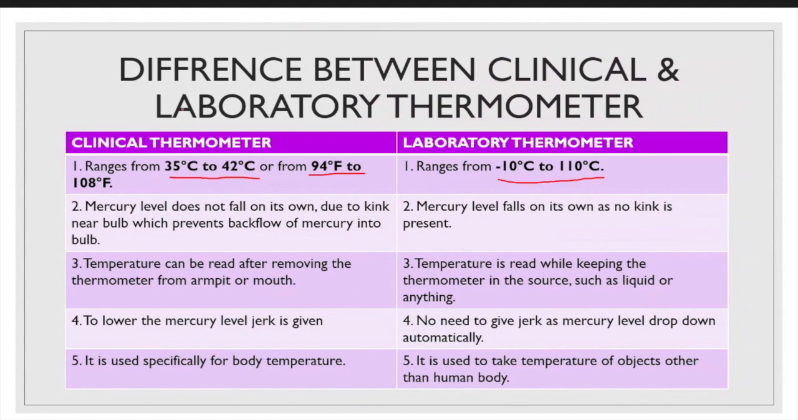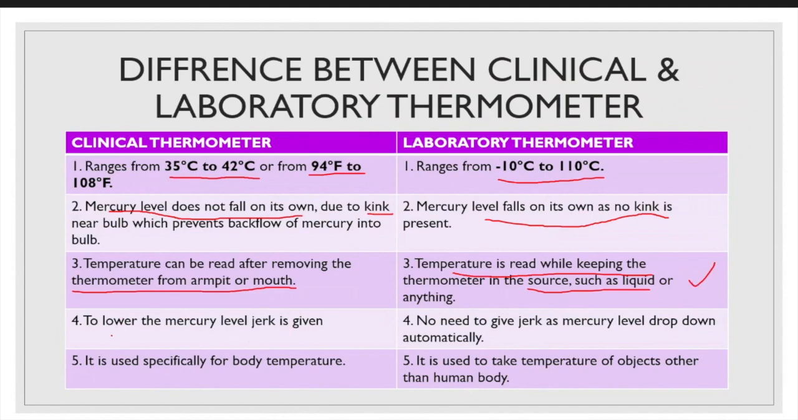In the clinical thermometer, the mercury level does not fall on its own, and this is because of the presence of a kink. Whereas in the laboratory thermometer, the level falls on its own because of the absence of a kink. The temperature in a clinical thermometer can be read after removing the thermometer from the armpit or mouth, but in the laboratory thermometer the temperature is read while keeping the thermometer in the source, such as a liquid, because if you take it out, the level will fall down and we won't be able to measure the correct temperature.